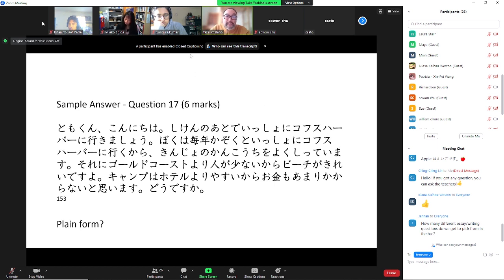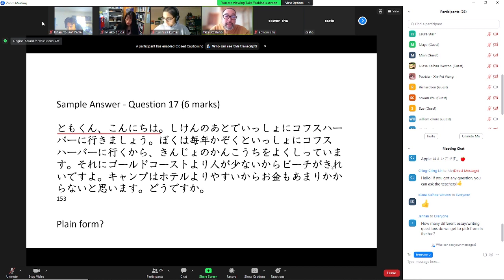Okay, this is the sample answer that I wrote, 6 out of 6, I'm hoping. I deliberately tried writing it using a polite form to show that you can get away with using the plain form, but I really strongly suggest you use the plain form when it says close friend.